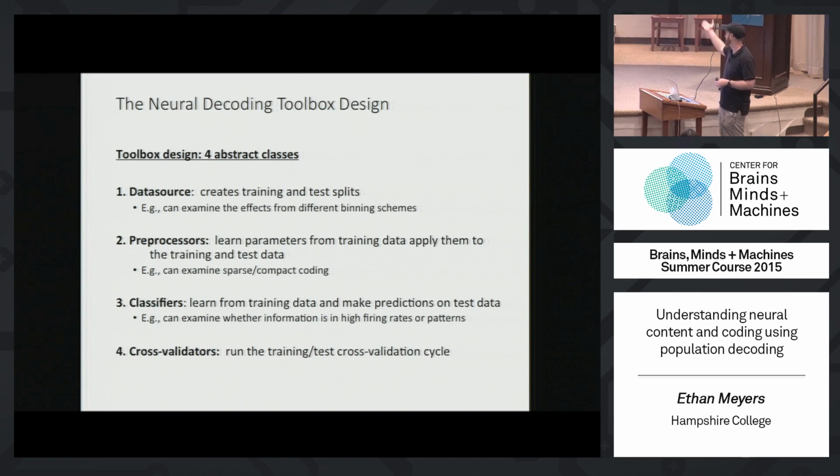And there's this final piece called a cross-validator. It basically runs the whole cross-validation loop. It pulls data from the data source, creating training and test sets. It applies the feature preprocessor. It trains the classifier and reports the results.